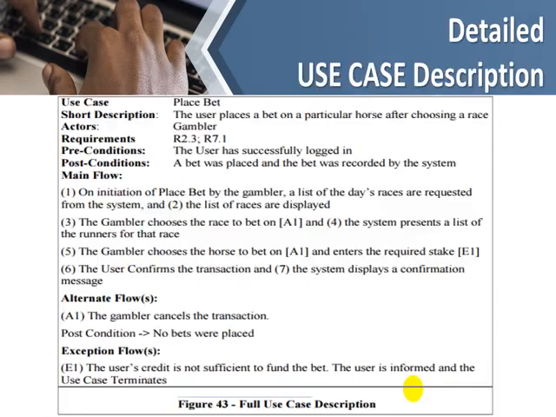Now if I show you, this is the detailed use case description. After going through the analysis, getting all the details, all the requirements, what should be done, now we have got all the details, and we have got this particular full use case description. So now let's see it. The use case name: place bet.